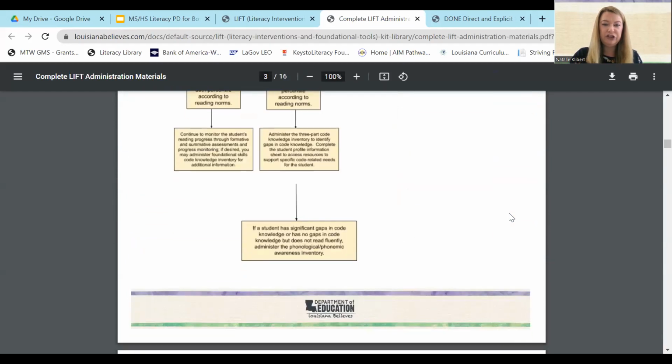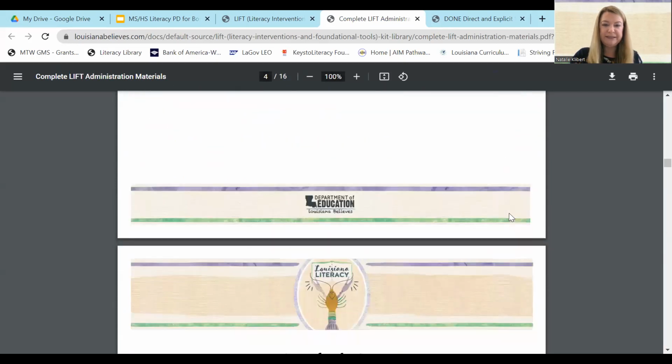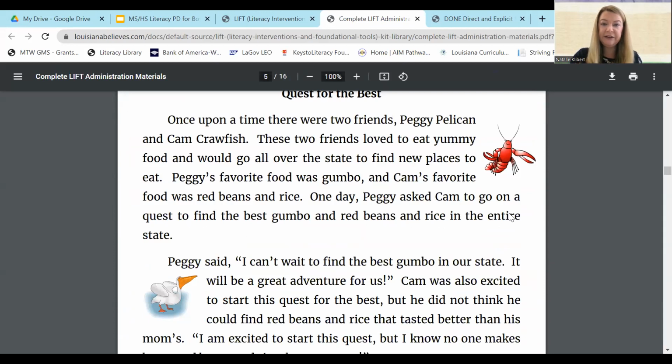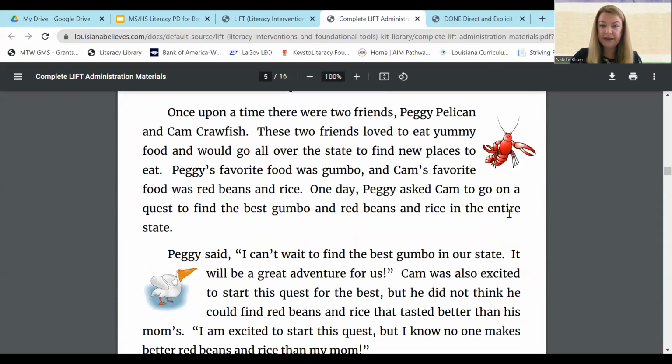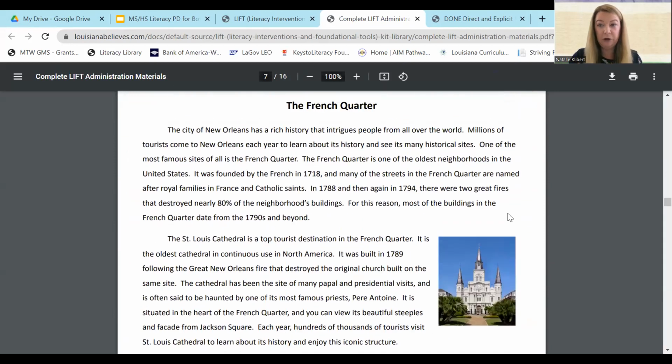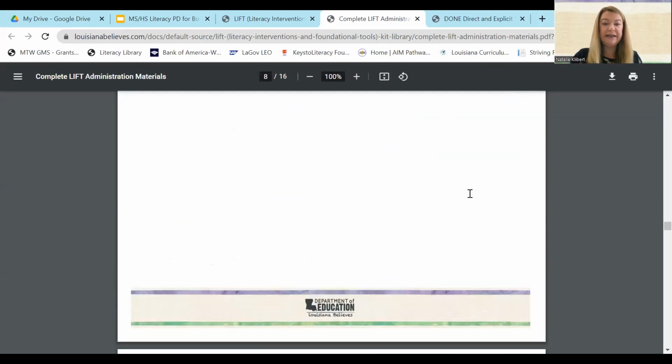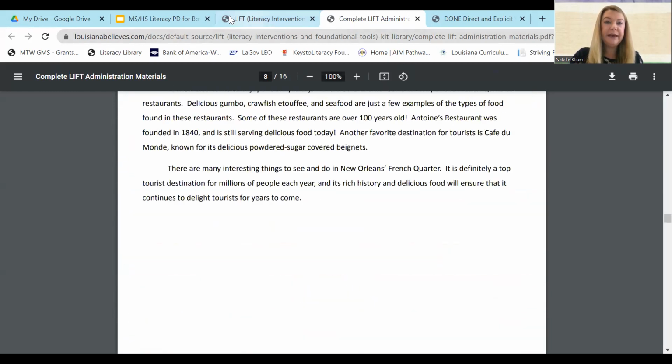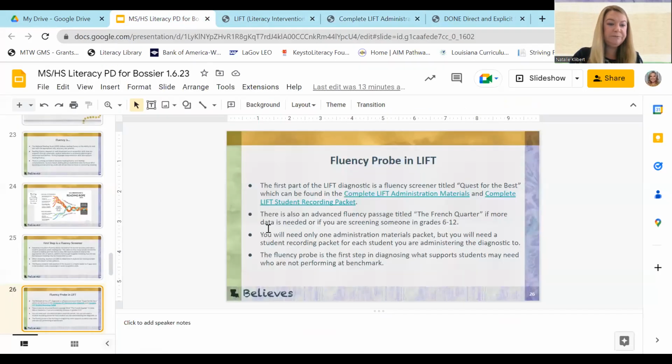It has like a little flow chart, which I'm not going to go into all that for the purposes of today's session. Here is our passage, Quest for the Best. Okay, this is what the kids would be reading from. And here's the passage I was talking about that's probably more appropriate for our 6th to 12th grade students, the French Quarter. Okay, that's where that is. And let's jump back into our presentation.